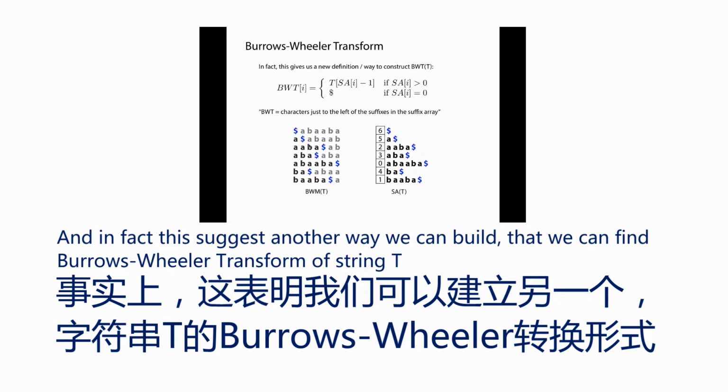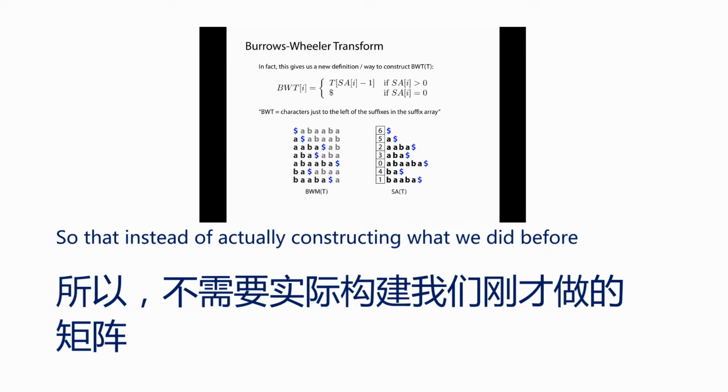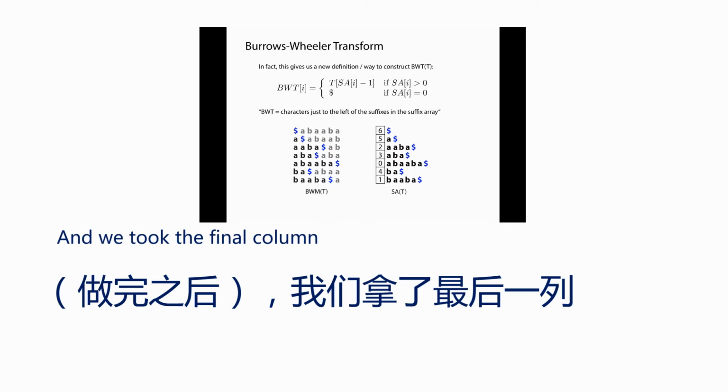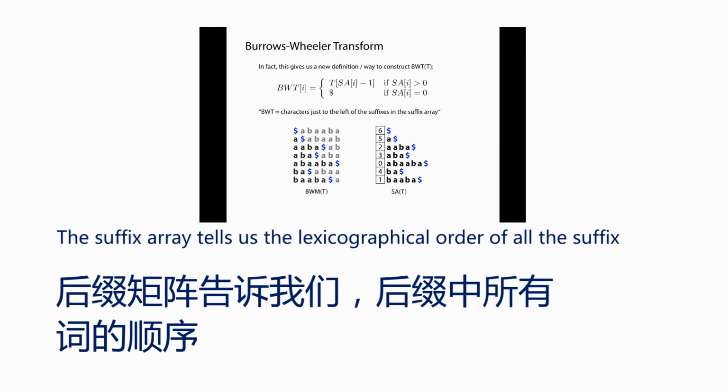And in fact, this suggests another way that we can find the Burrows-Wheeler transform of a string t. We can do it via the suffix array. Before, when we implemented that Python code, we explicitly constructed all of the rotations of t, sorted them, and then took the final column. What we can do instead is build the suffix array of t. The suffix array tells us the lexicographical order of all the suffixes.